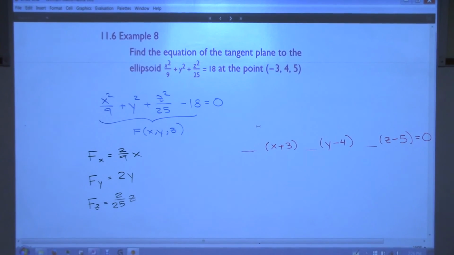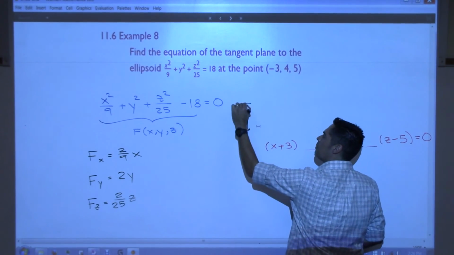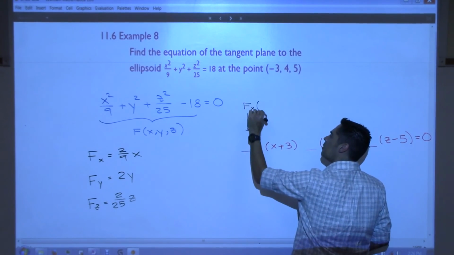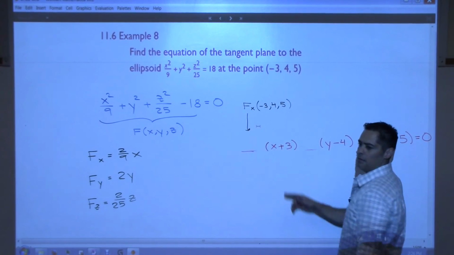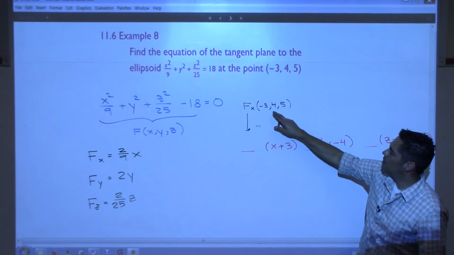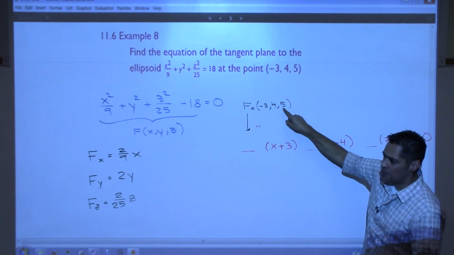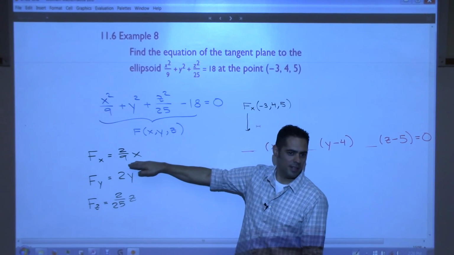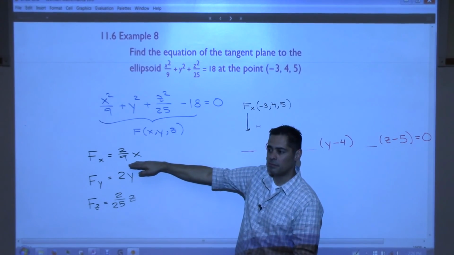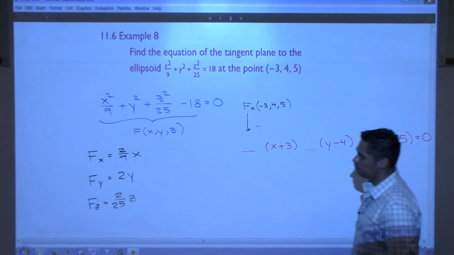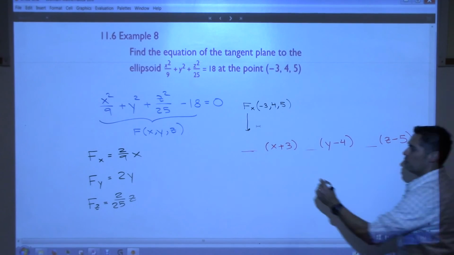And now what I need to do, this number right here, is the partial of F with respect to x with -3, 4, and 5 plugged into it, right? So plug in -3 for x, 4 for y, 5 for z. But it only has x in it, right? So all I have to do is plug in -3. Let's plug -3 in right there. What do you get? -2/3. So this is -2/3.